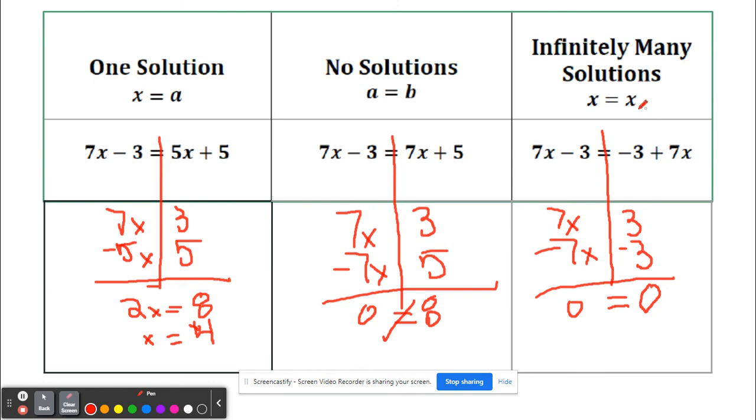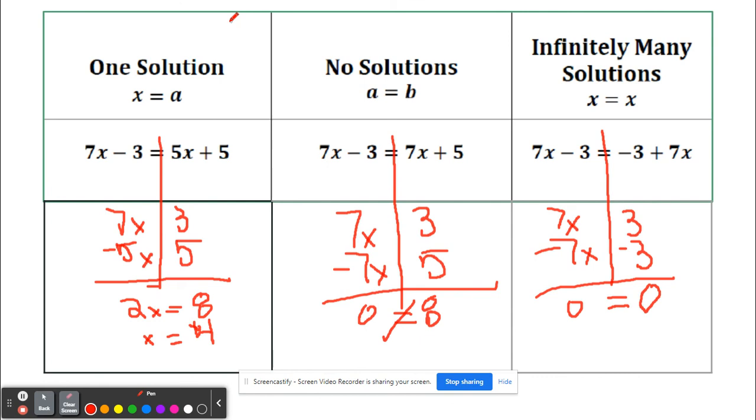0 equals 0. So with infinitely many solutions, no matter what I put in there for x, we're going to have the same thing on both sides. We'd say there are so many solutions because no matter what number I put in for x, these two sides are going to be equal. So when we solve, we're going to have 0 equals 0 every time because those zero pairs are going to cancel each other out. That's how we'll know: if we end up with 0 equals 0, that is our infinitely many solutions. 0 equals a different number, that's no solution. And then x equals a number is one solution.